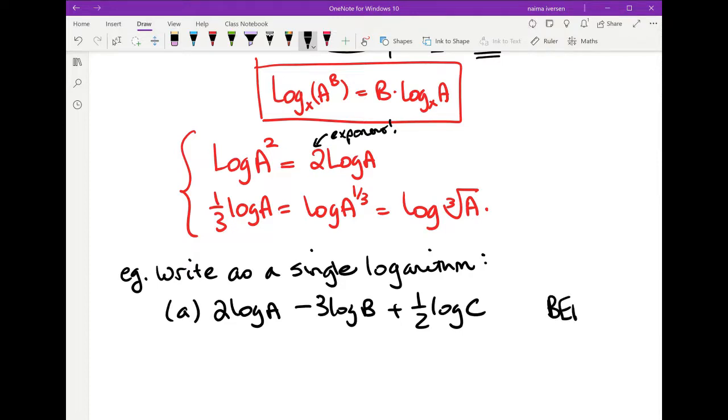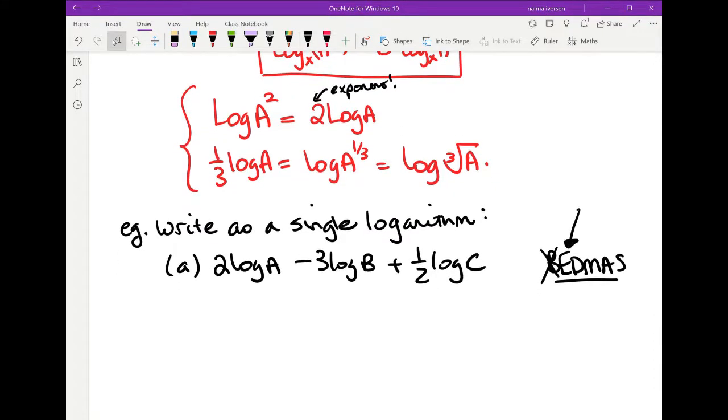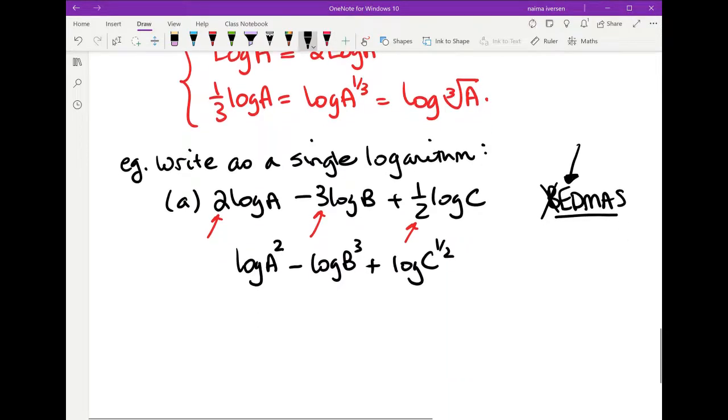Remember, overriding all math is order of operations, or BEDMAS. There are no brackets here, but there are definitely exponents. Those exponents are kind of hidden in our logarithms, but our exponents are sitting right here and right here and right here. So the first thing that you want to do is work with those exponents and bring them up so that you have just logs here. And so we've got log c to the power of 1/2.